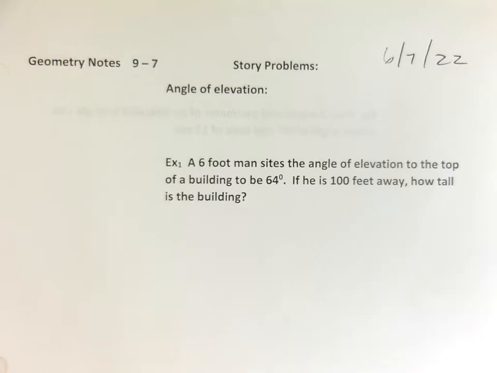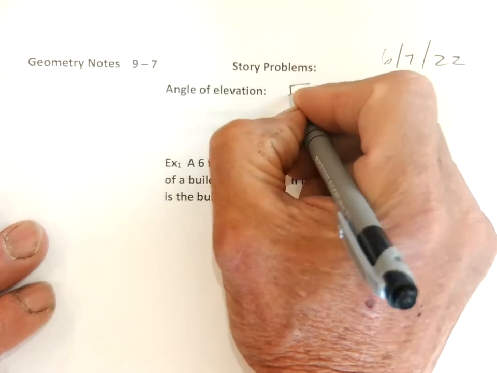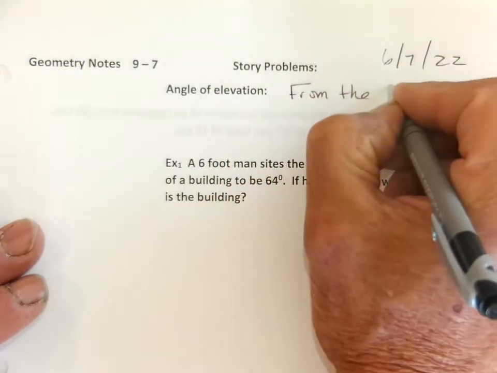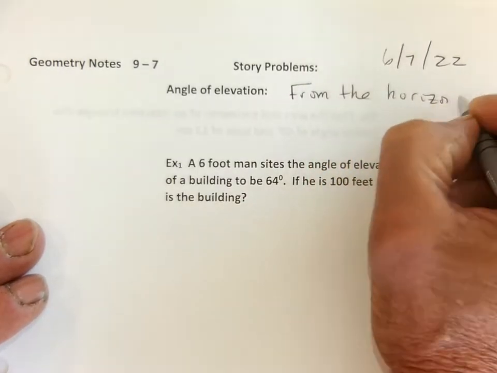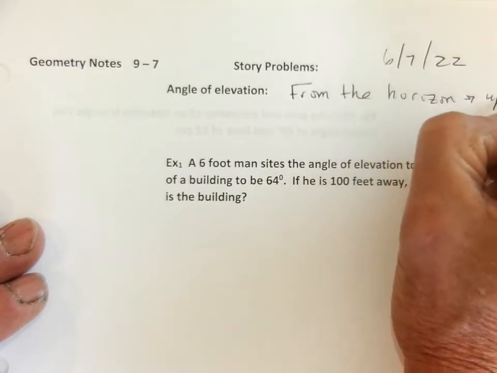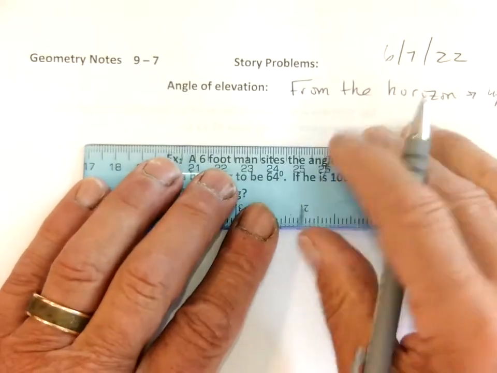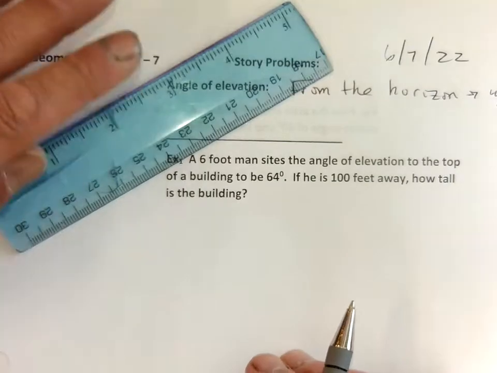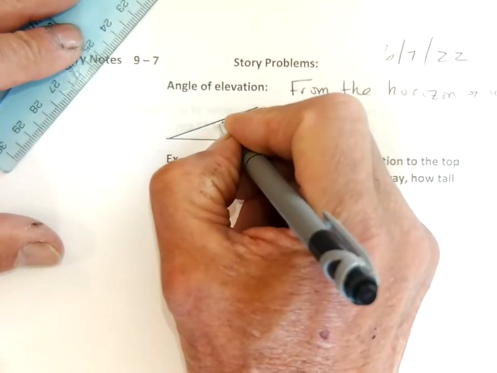All right, angle of elevation. It is always from the horizon, elevated up. The horizon is the flat part. If you're standing on the ground, you look off at the horizon. It's from the horizon up. That's my angle of elevation.